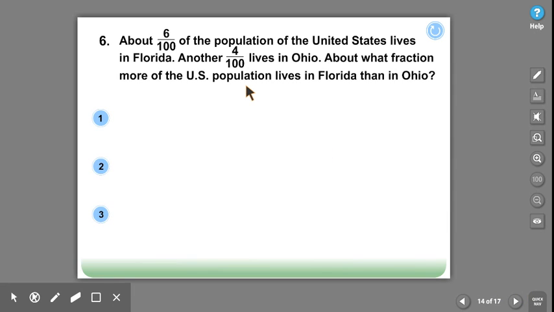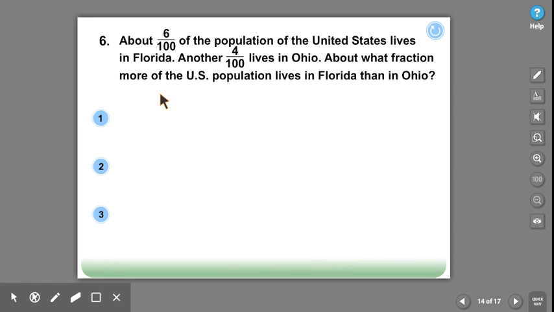Here's our last example, example 6 on page 286. About 6/100ths of the population of the United States lives in Florida. Another 4/100ths lives in Ohio. About what fraction more of the U.S. population lives in Florida than in Ohio?